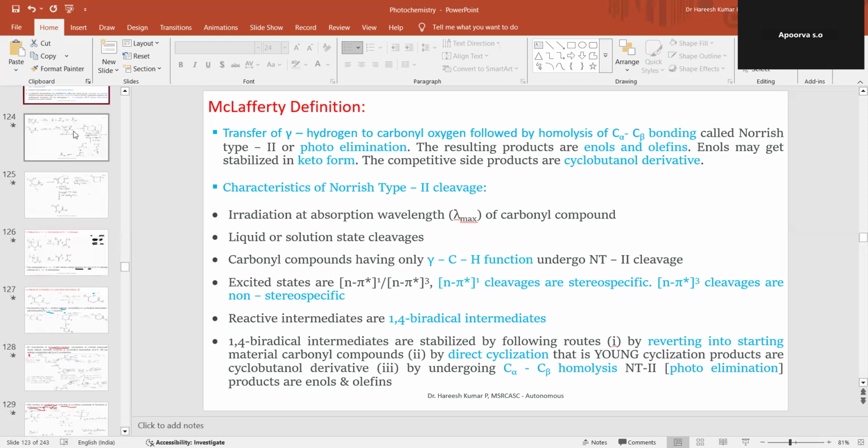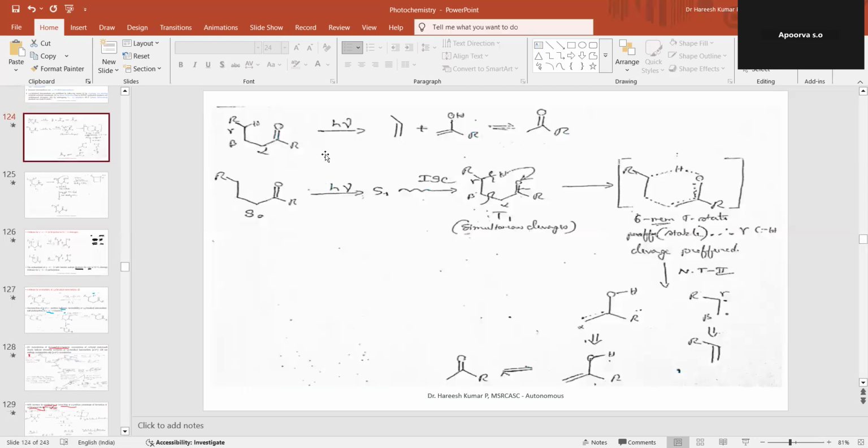In the next slide, I'm taking an example. What is the example here? A carbonyl compound containing gamma hydrogen. On irradiation, this undergoes a Norrish type II reaction. There will be a cleavage between the alpha and beta carbon. Here there is a cleavage, and that's the reason for the double bond here and the double bond here. An enol will form, and later on the enol will be converted into a ketone. This is about the Norrish type II reaction and its products, alkene and enol.